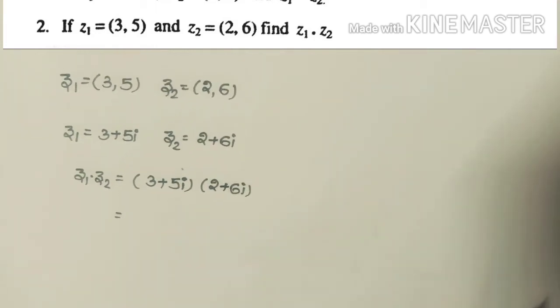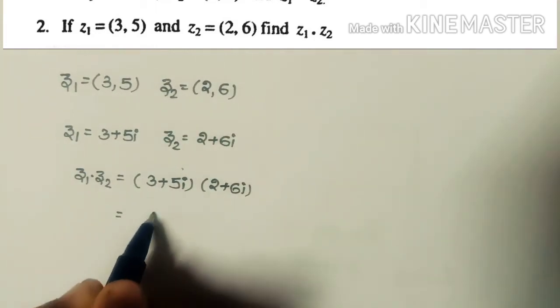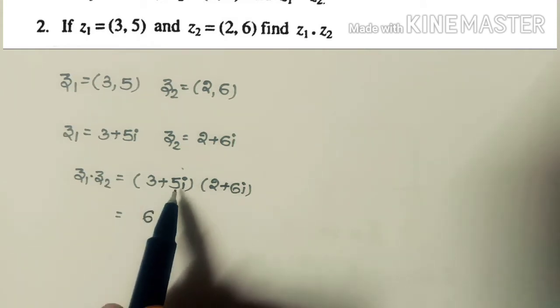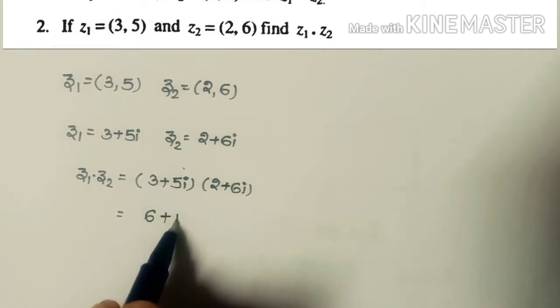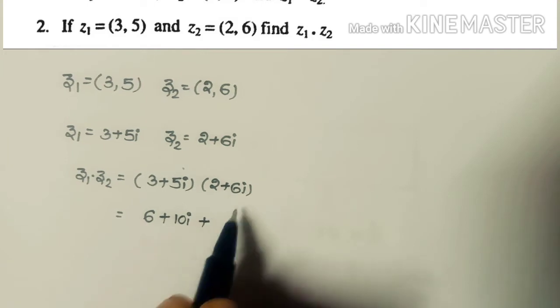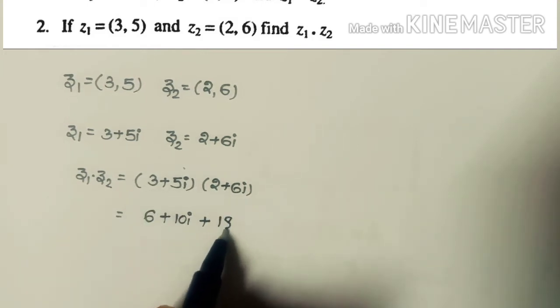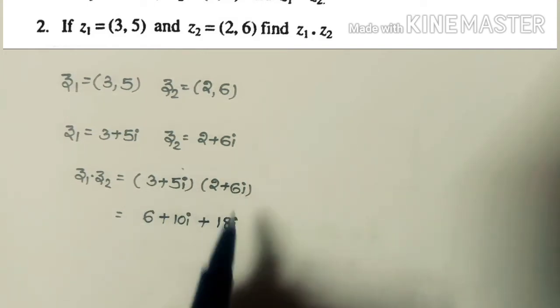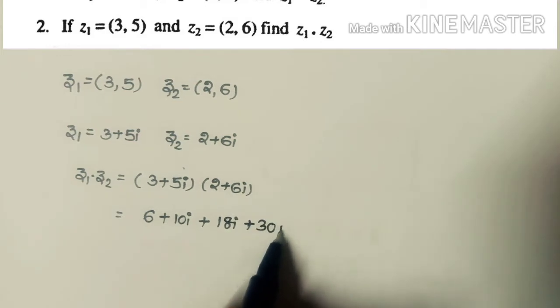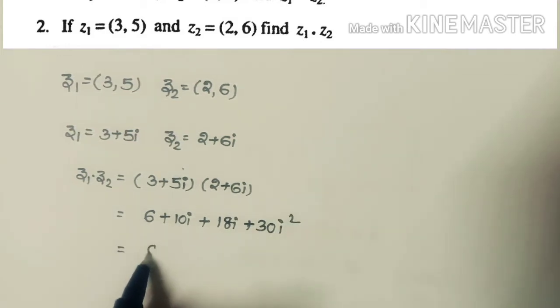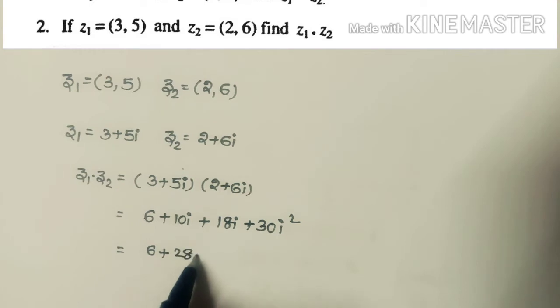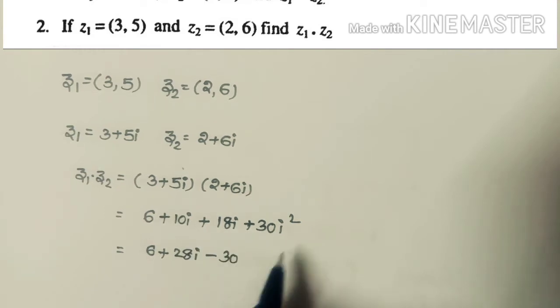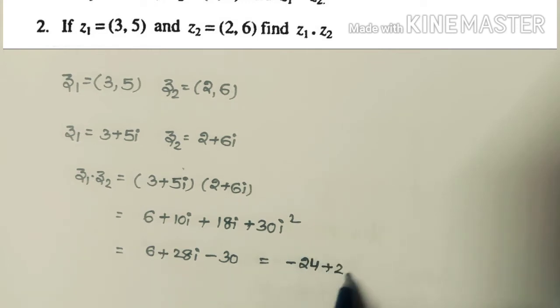So the product is equal to 3 into 2, 6, plus 2 into 5i, 10i, plus 6i into 3, 18i, plus 5i into 6i, 30i square, and this is equal to 6 plus 28i minus 30, since i square is equal to minus 1, and this is equal to 6 minus 30, minus 24, plus 28i. That's all. This is the answer.